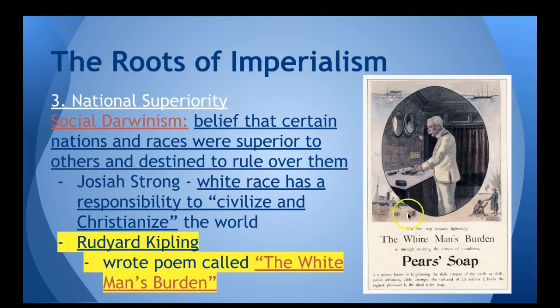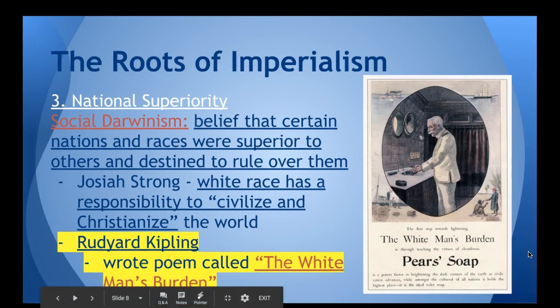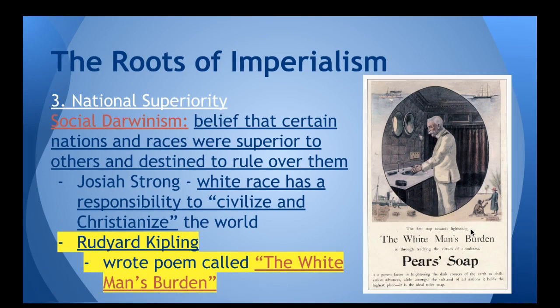We see over here an advertisement from this time period to sell soap. The first step towards lightening the white man's burden is through teaching the virtues of cleanliness. So the idea that we see here is a man pictured as uncivilized, and the white man is bringing to him civilization and cleanliness. So this is definitely the darkest part of imperialism, this idea that other people who just had different cultures were somehow lesser than us and therefore deserved to have their land taken and for us to impose our beliefs upon them.